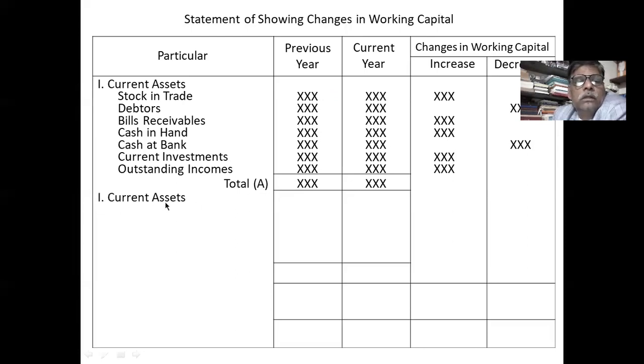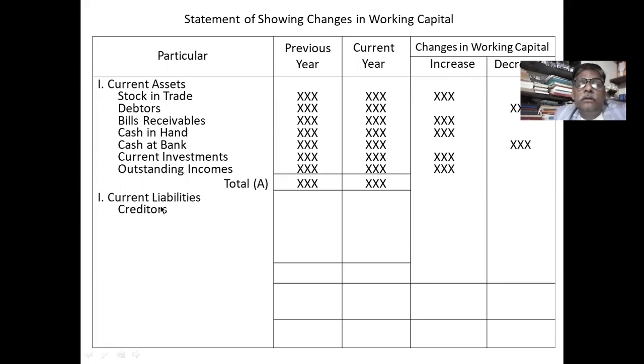Next you take current liabilities. You take short term liabilities and current liability. Liability is also classified into two: one is non-current liability, another is current liability. First is shareholders fund. In the liability side, there are two parts: one is shareholder fund, second is non-current liability. Third is current liability. Whatever items come under the current liability, you take here.